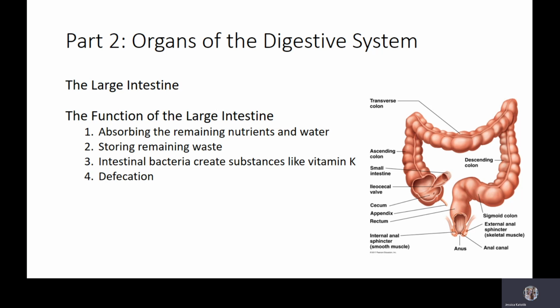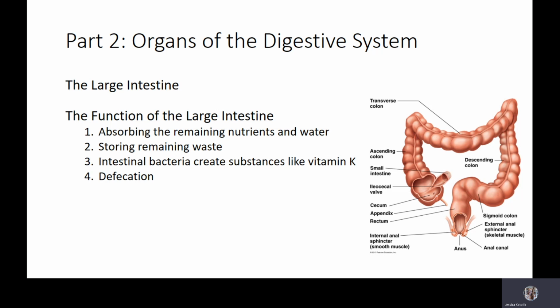So the large intestine is going to have a number of functions. The major function is to absorb remaining nutrients and absorb water. And so as it's going to absorb the water, it's going to compact the waste and turn it from chyme into feces. So we're going to absorb a lot of water using the large intestine. It's going to store waste before defecation.